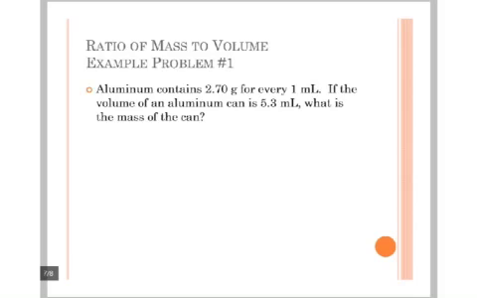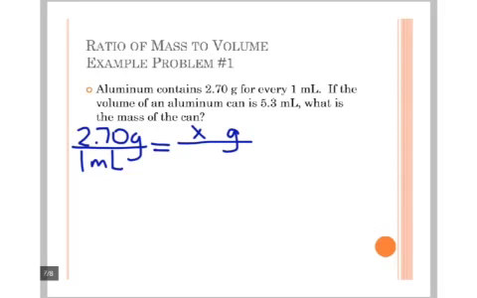If the volume of an aluminum can is 5.3 milliliters, so we have 5.3 times as much aluminum, what's the mass of the can? There's just like a proportion in math class. We know that there are 2.70 grams for every 1 milliliter. And we want to know, well, when we put an X, that's what I want to know, how many grams are there if I, instead of having 1 milliliter, I have 5.3 milliliters. So when you get a proportion in math class, what do you do to solve it? Cross multiply. So that's exactly what I'm going to do.